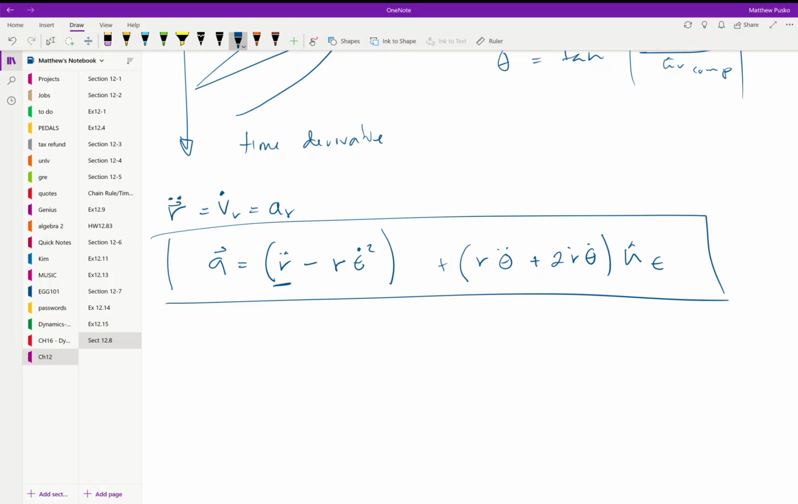What does this term mean? Well, if we had some path and some vector and it extended out further, then that would be some acceleration in the unit r direction. It extended with some acceleration. Now what about this one?